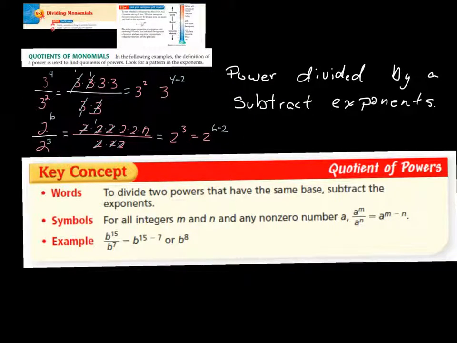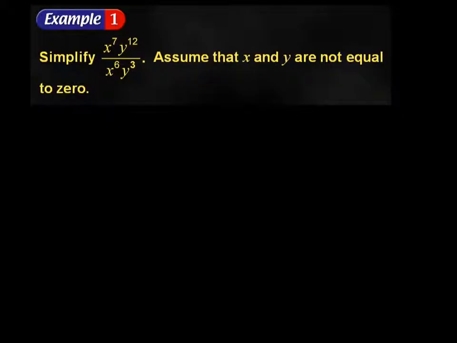To divide two powers that have the same base, that's very important, they have to have the same base, subtract the exponents. For all integers m and n, and any non-zero number a, a to the m over a to the n equals a to the m minus n. For example, with real numbers, b to the 15th over b to the 7th, we'd have 15 minus 7 for our exponent, or b to the 8th.